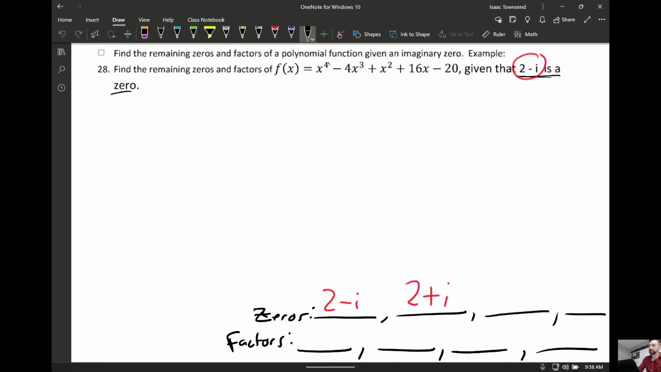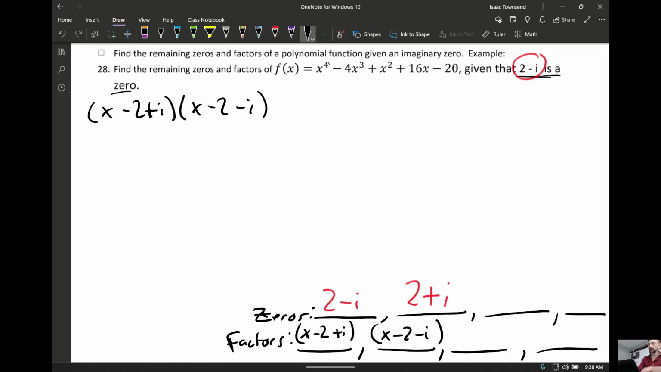To change a zero into a factor, you do x minus each one of these, and distribute the minus. It's not x plus. I saw that a few times on your 2.5 quiz. X minus the zero, distribute the minus. If I take these two messy factors, distribute and multiply them together, I will be left with a much nicer looking quadratic.